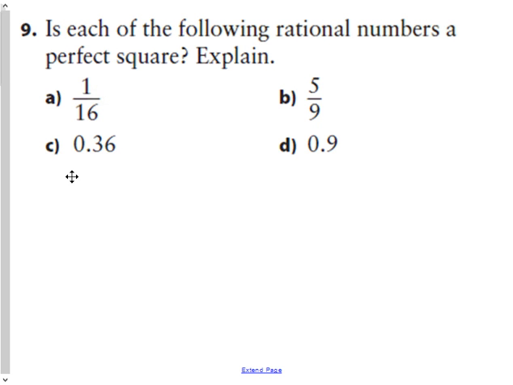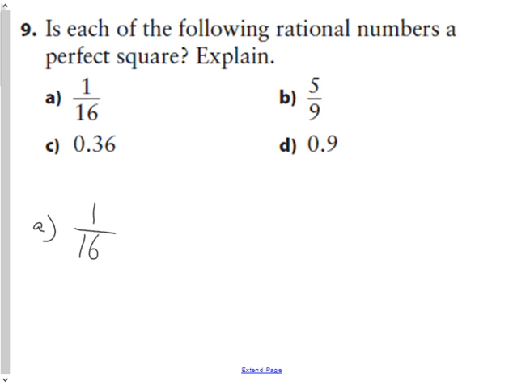Okay, this is a continuation with the rest of the questions from section 2.4 in Mathlinks on rational numbers and square roots of rational numbers. Question 9 says, is each of the following a perfect square, and explain? In question A, it gives you the rational number in fraction form, 1/16th.